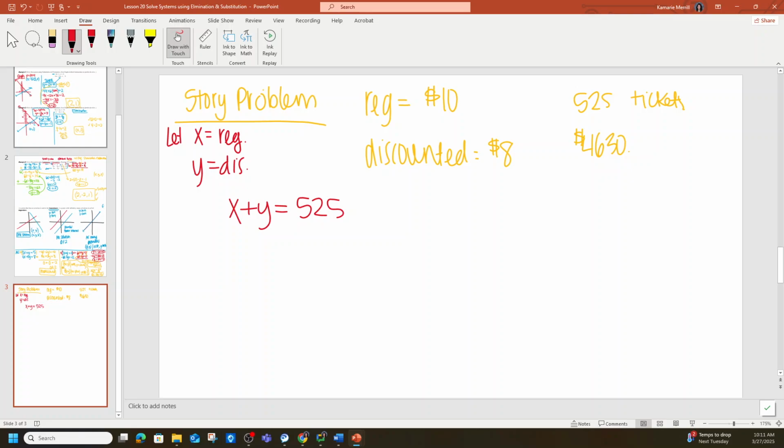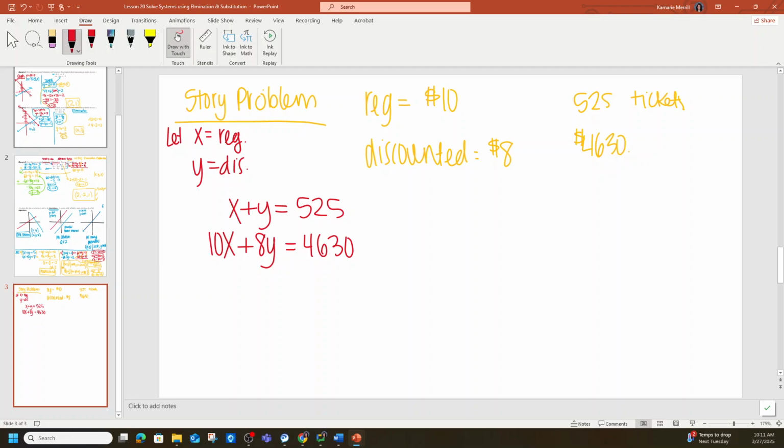I don't know how many of each, but I do know I sold 525. Let's just write that down. Well, I also know that I made $46.30. So can you think of another equation that deals with the money you made instead? 10x plus 8y. Good. At $10 for my regular price tickets, plus at $8 for my discounted tickets, that should equate to $46.30. And now, as soon as you have a system and two variables, you now know you're capable of solving it.